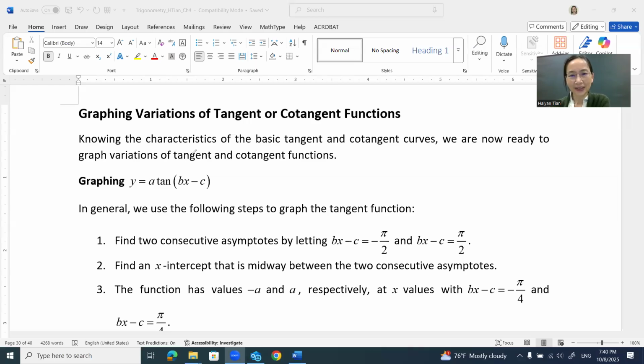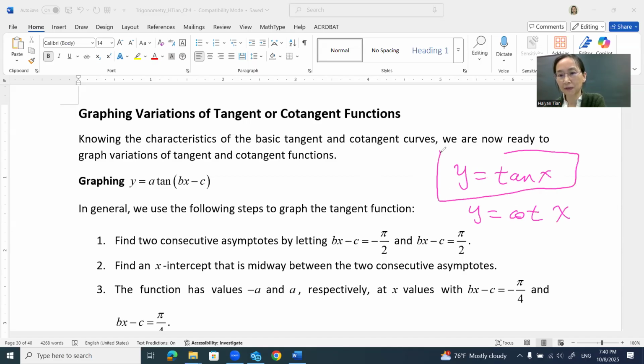Now, after we know the features of the basic tangent or cotangent functions, and we know the tangent function has a period of pi, it is increasing over each interval from, for example, negative half of pi to half of pi. And then, yeah, with vertical asymptotes, etc.